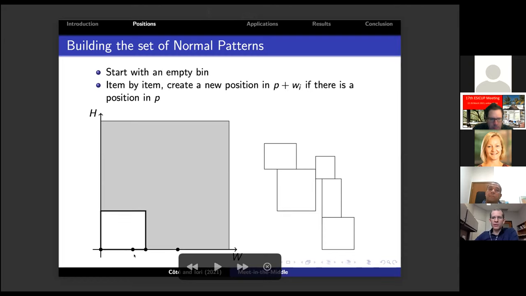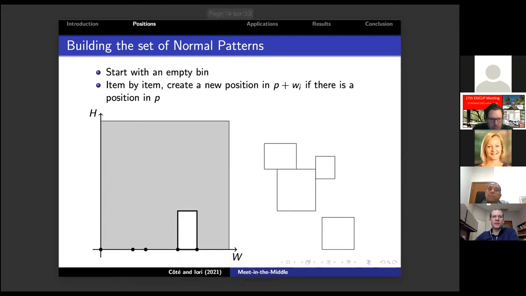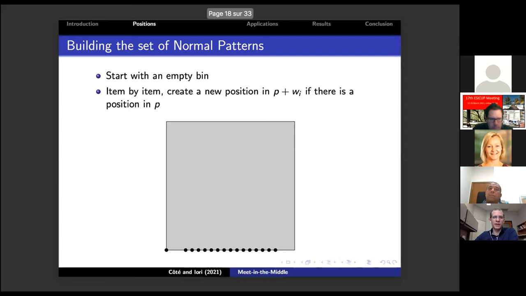And I will do that for all my items, placing them in the set of positions that I have. And this set will grow as I consider more items. And when I'm done, I will have this set of positions. And here you can see that it is a bit fewer positions than considering only the integer positions. But it still gives me a lot of positions, very few less than the integer positions.